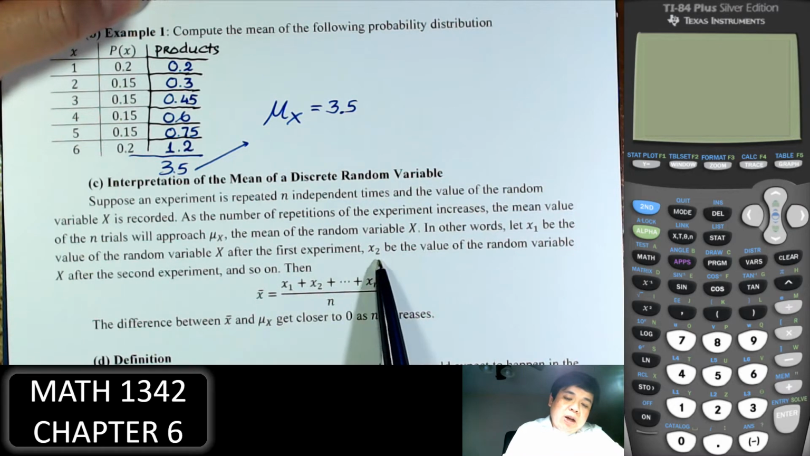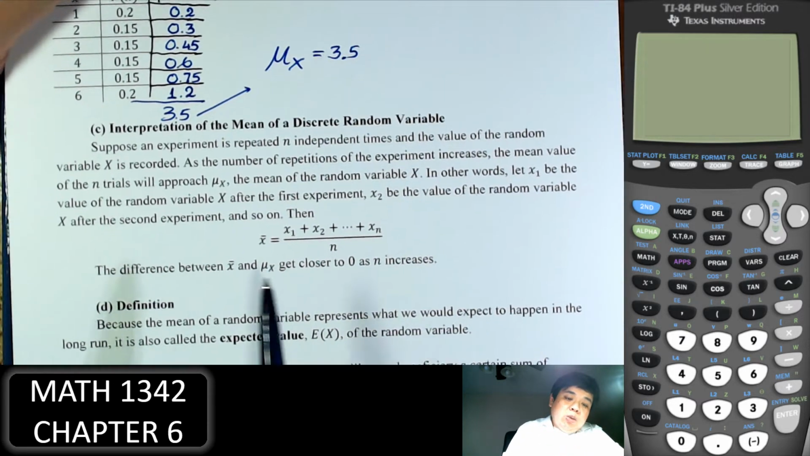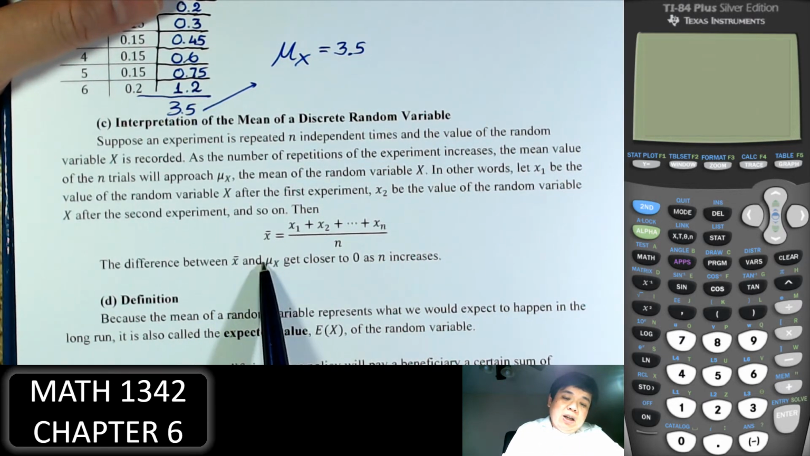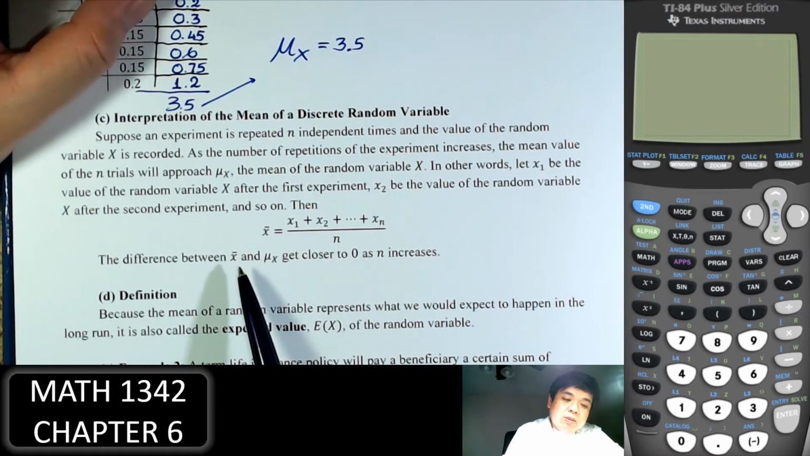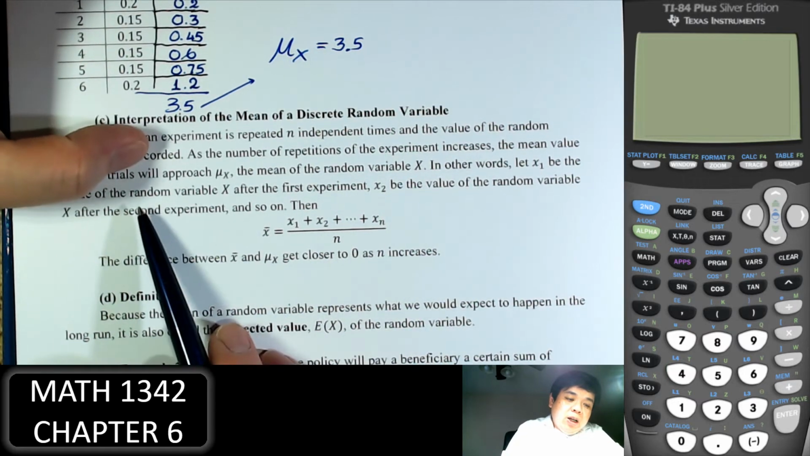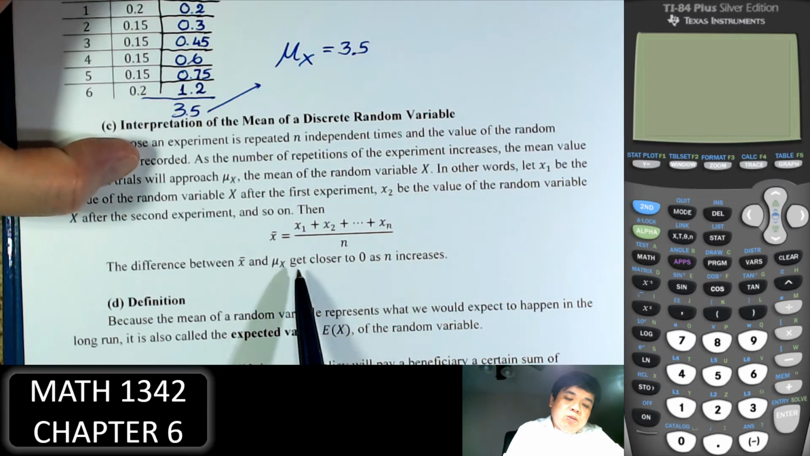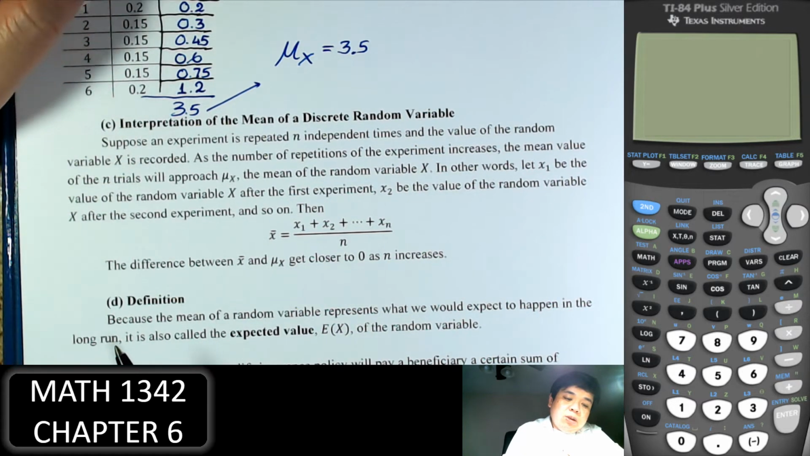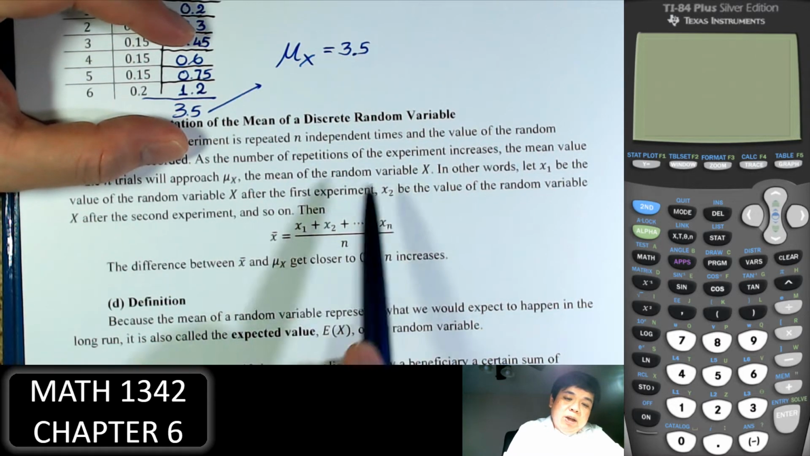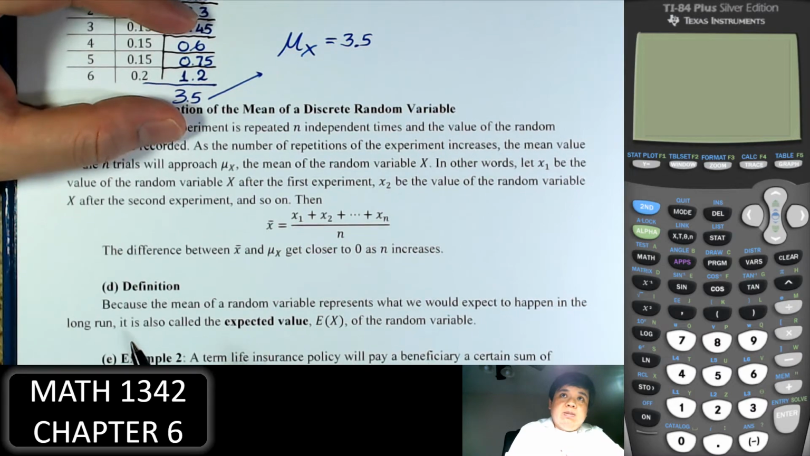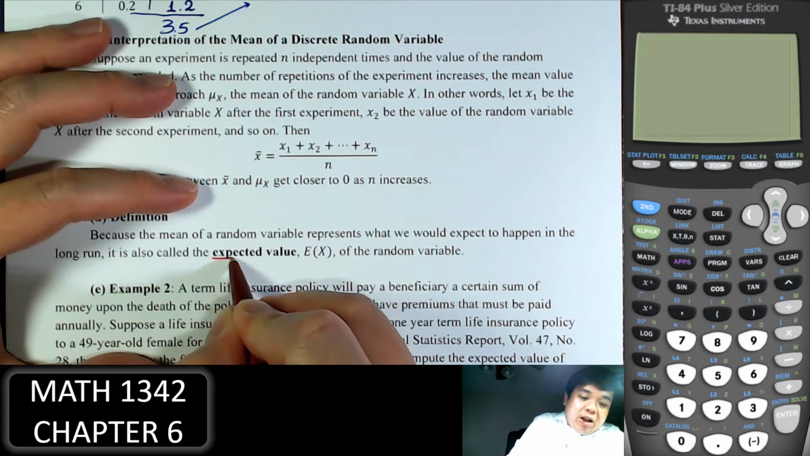after the first experiment, x2 be the value of x after the second experiment, and so on. So it's the mean of those values. So the mean after n trials will get close to the actual mean. Yeah, so the mean after n trials and the mean of the random variable will get close to each other. And the proper name for it we will define as what we call the expected value.